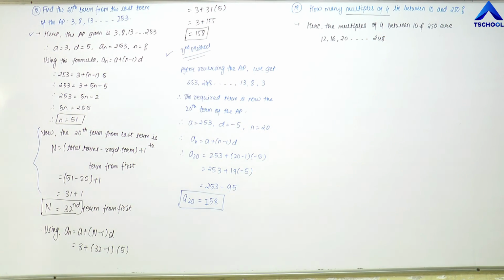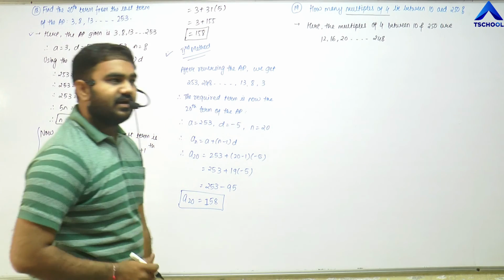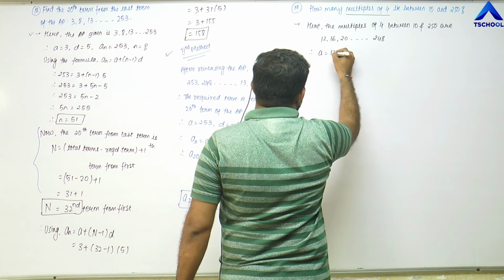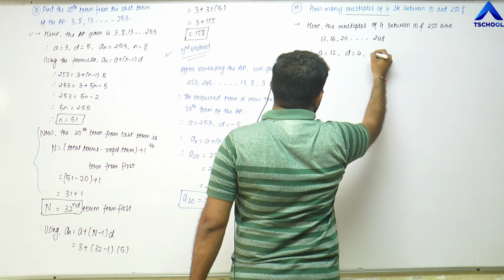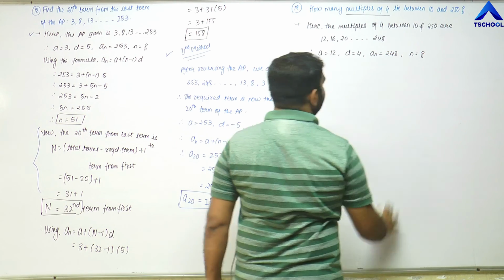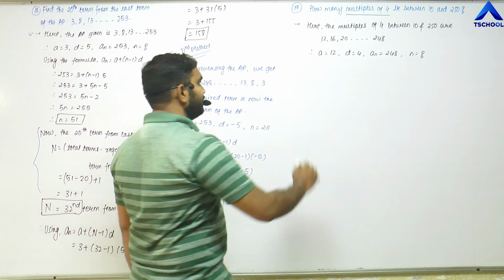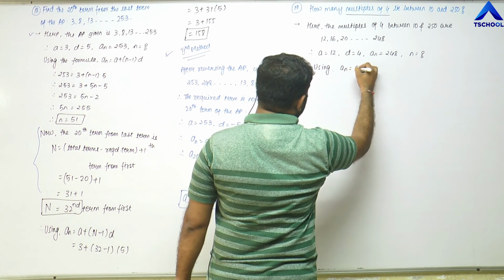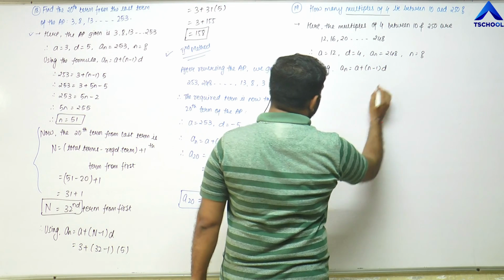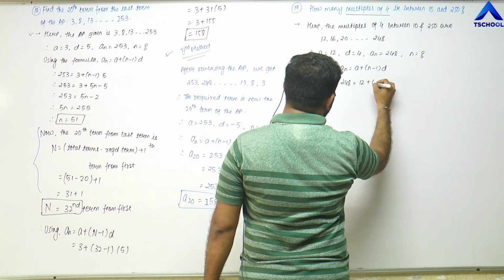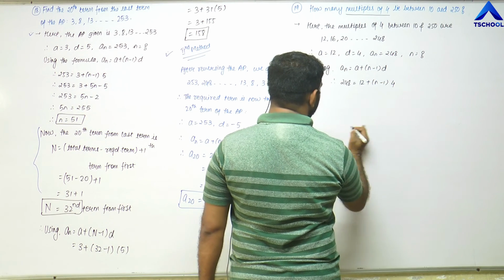Simply you can check it by yourself. There is no need to prove here why 12, 16, 20 and 248. So we can get the AP, right? Therefore a is equal to 12, d is equal to 4, an is equal to 248, for which we need to find out the value of n. Therefore, using an is equal to a plus n minus 1 into d, 248 is equal to 12 plus n minus 1 into 4.